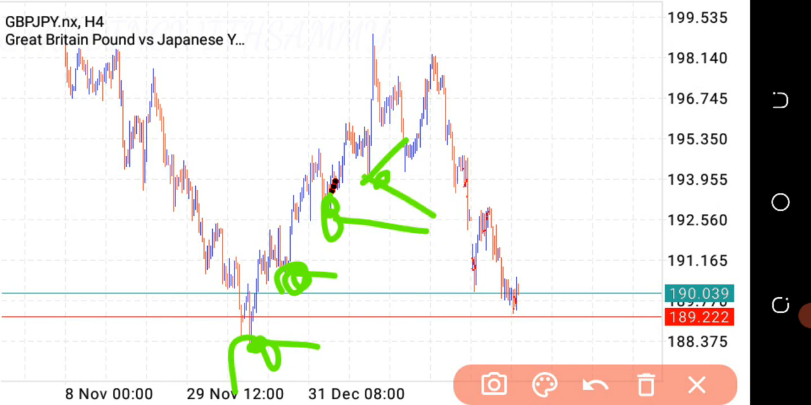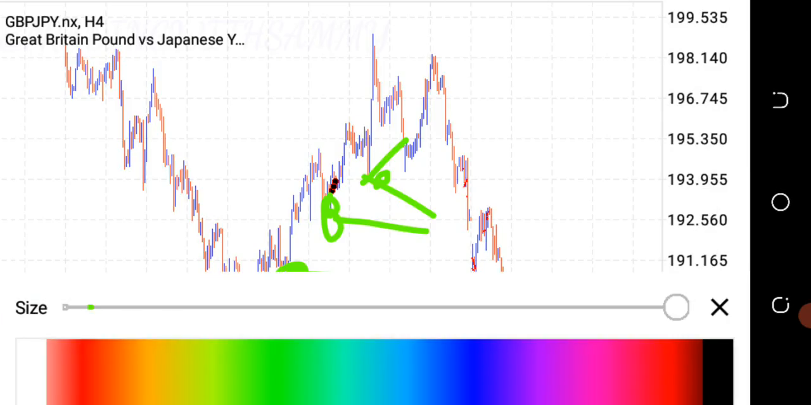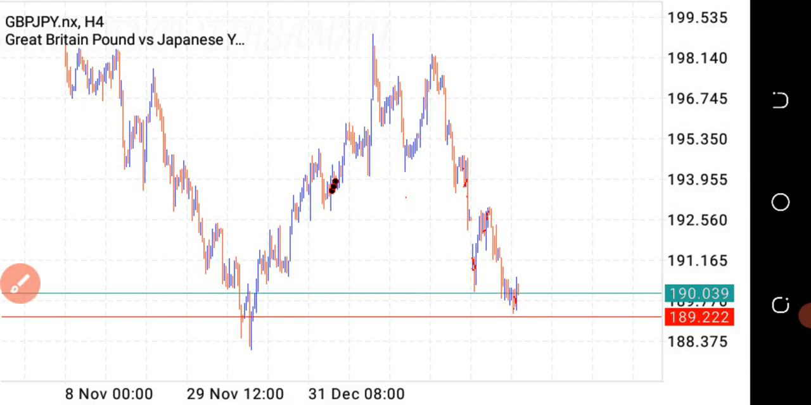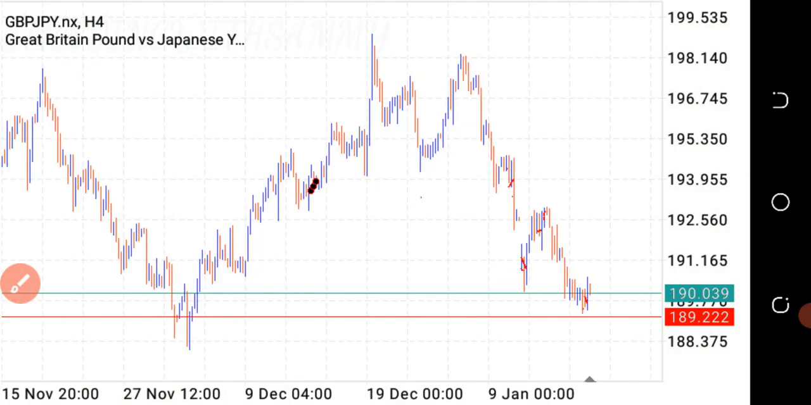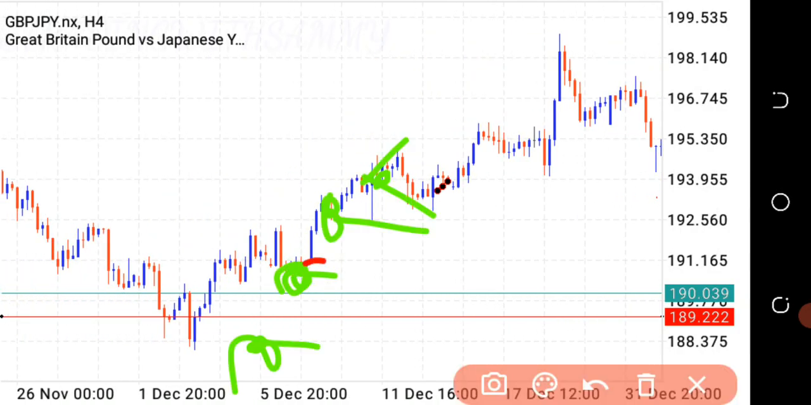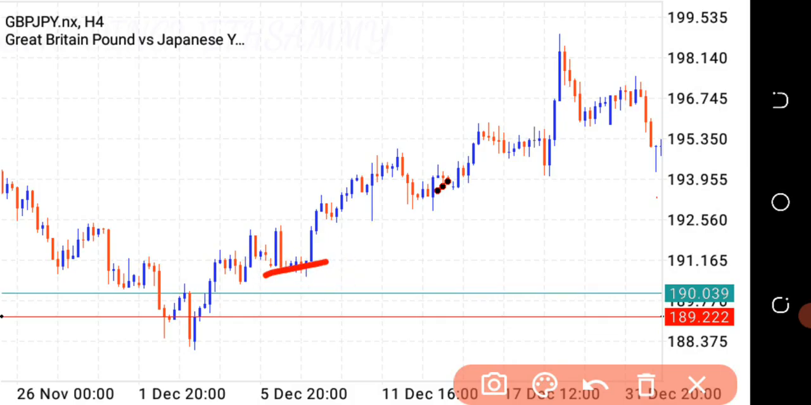But for me, I like to use what is called major swing points, not just, let me zoom this out, major swing points, not just swing points. Like this one is a major swing point. It's a major swing point, but this is not. I like to use major and significant swing points.